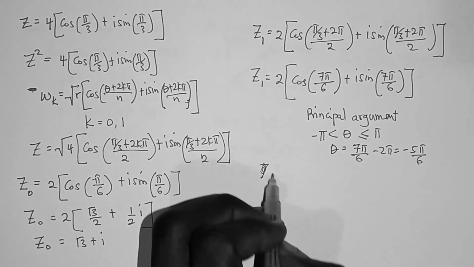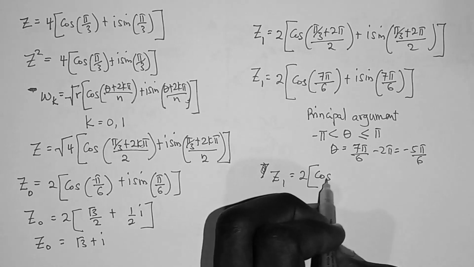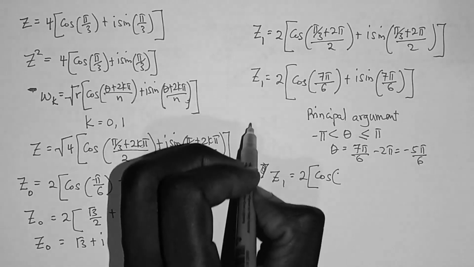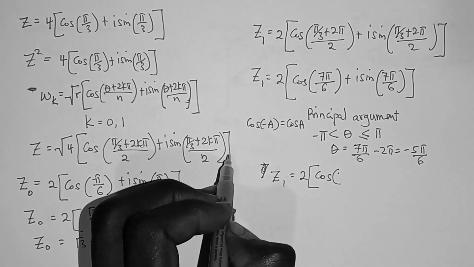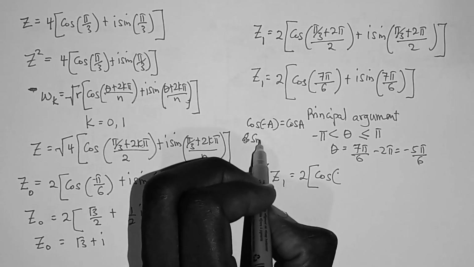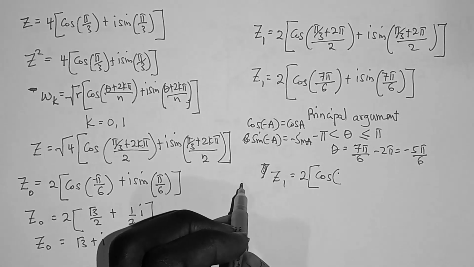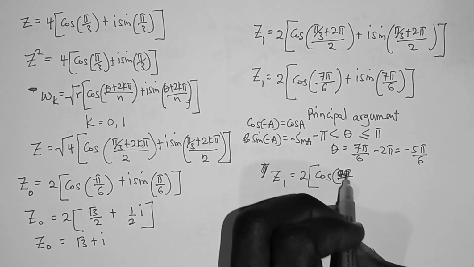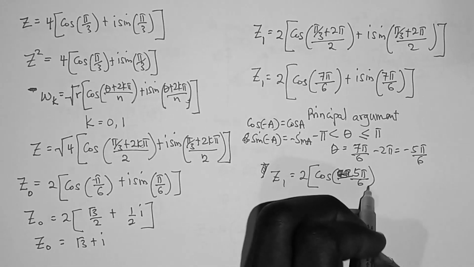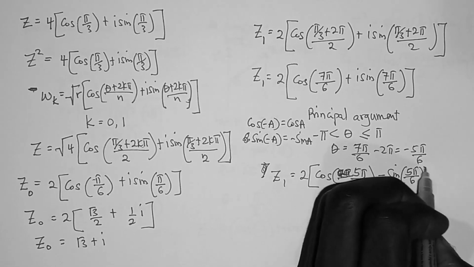So z1 is equal to 2 into bracket cos. Now, cos of minus A is equal to cos A, because cos is an even function. And then sine of minus A is equal to minus sine A, because sine is an odd function. So this is equal to cos 5 pi over 6, then minus i sine 5 pi over 6.